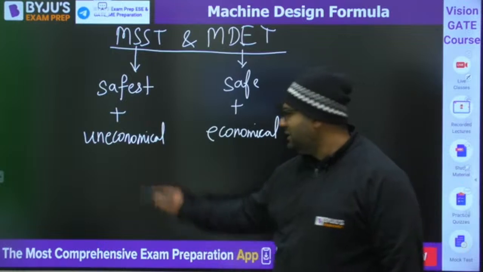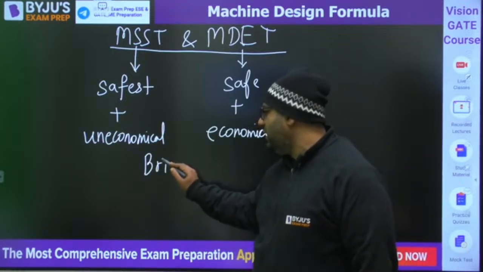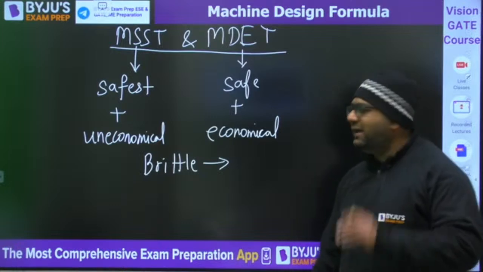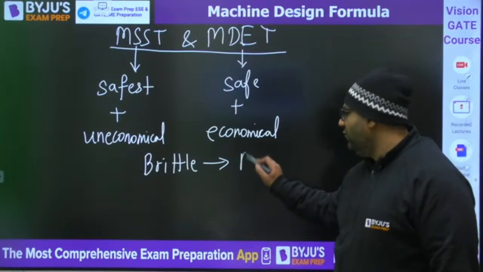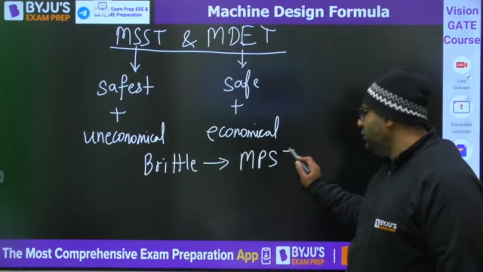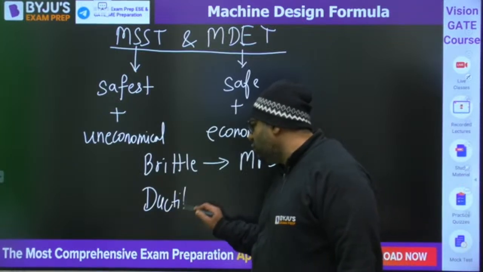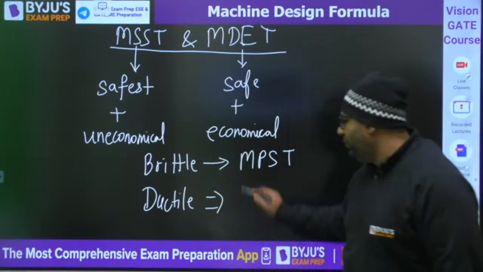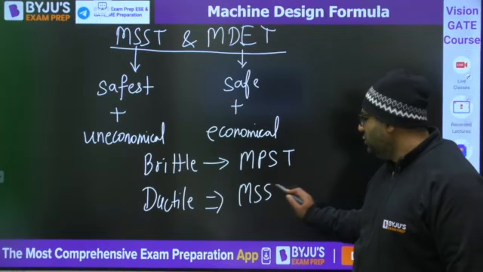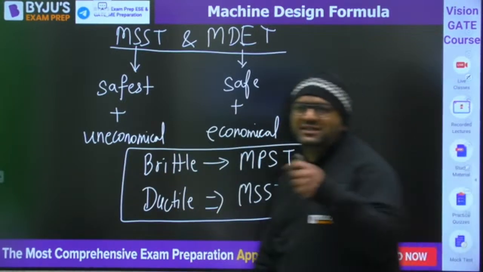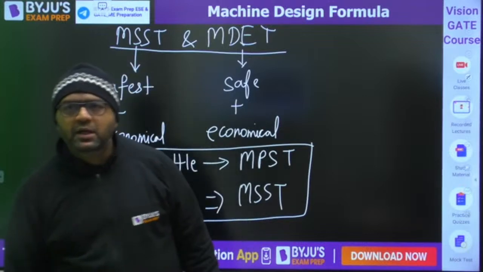But the point is, when do we need to use which theory of failure. If the question clearly mentions that the material is brittle, then without thinking anything, you would go for maximum principal stress theory. And if the material given is ductile and they are not saying which theory to use, then you would go for MSST, because if the examiner is not saying anything, we give preference to safety rather than economy. Is it clear?